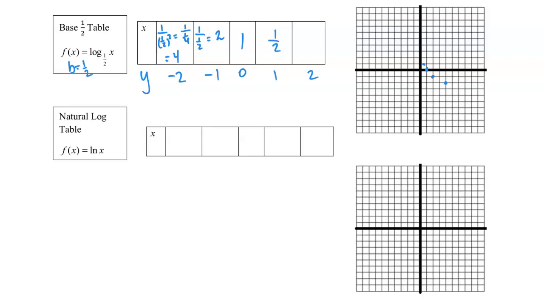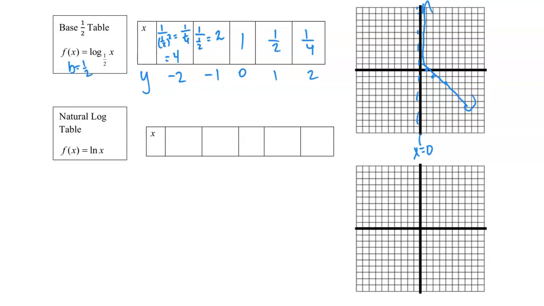And then at the y coordinate where it's 2, I'm going to have b squared, and so that's going to be 1/2 squared, which is 1/4. And so at (1/4, 2), as best I can, I'm going to plot a point there. So you can see this graph is also going to have a vertical asymptote at x equals 0, but instead of increasing like the previous graph that we did, log base 2 of x, this graph is going to be decreasing, like so.